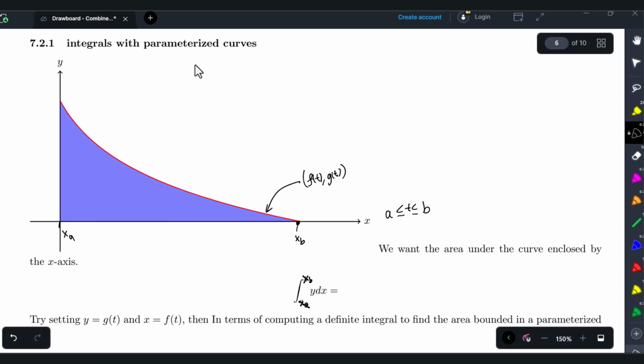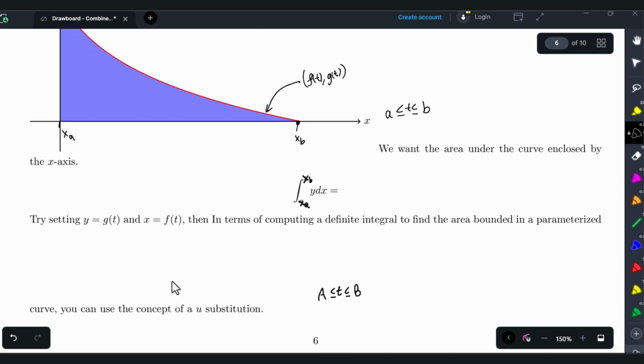We can use parameterized equations to calculate the area of this region by starting with how we calculate the integral formula. So y is a function of x, and we take the integral with respect to x from the start x value to the end x value. And we use the idea that our x is just a function of t, and our y is just a function of t. And maybe we can use a u-substitution here.